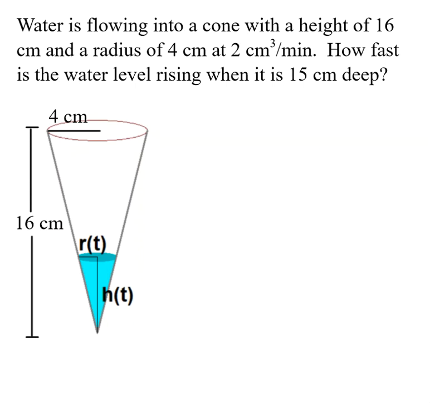We're going to look at a related rate problem, and this is example number 4 from the packet in class. Water is flowing into a cone with a height of 16 centimeters and a radius of 4 centimeters at a rate of 2 centimeters cubed per minute. How fast is the water level rising when it is 15 centimeters deep?